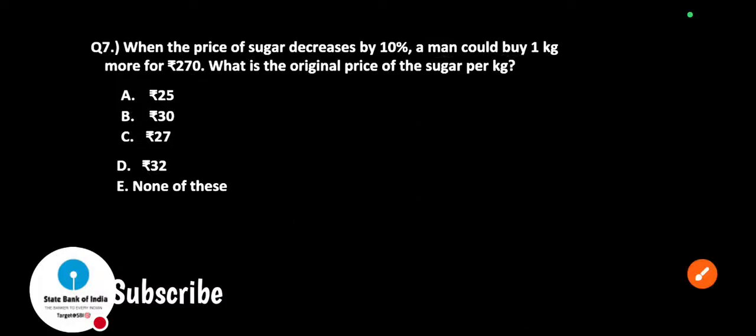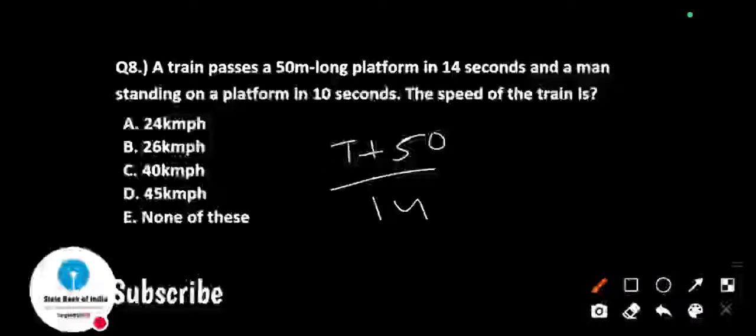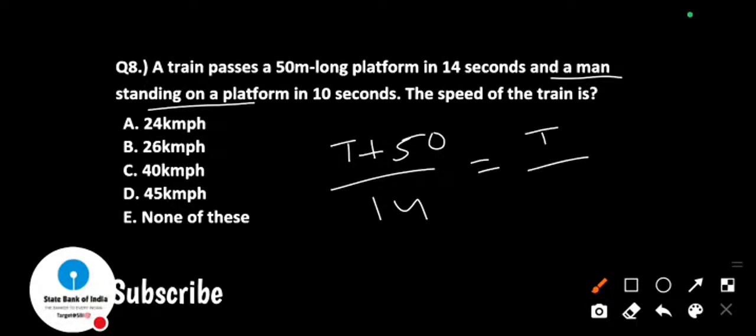Next question, question number 8. Let's solve this one. A train passes a 50 meter long platform in 14 seconds. This is speed. And a man standing on the platform in 10 seconds, this is another speed. So this will be 7t and this will be 5t.